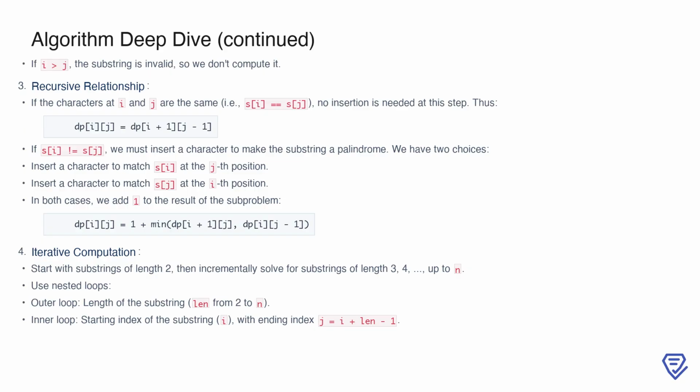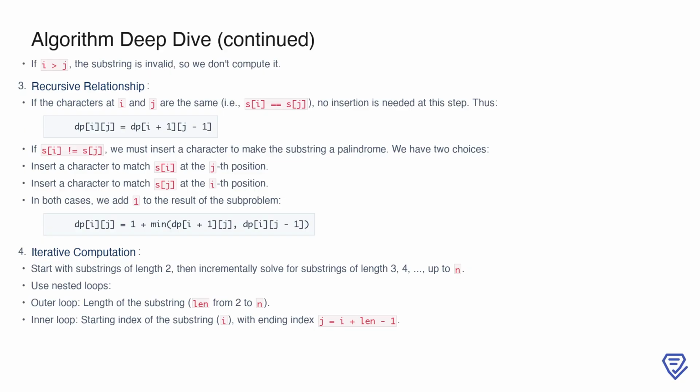Now, for our recursive relationship, consider the characters at indices i and j. If these characters are the same, no new insertion is required at this step, and the value of dp[i][j] simply equals the value of dp[i+1][j-1]. However, if the characters are different, we need to insert one of them to make the ends match. This gives us two options: either insert a character at the jth position to match s[i], or insert at the ith position to match s[j]. In either case, we add 1 to the result of the smaller subproblem. Mathematically, this is expressed as dp[i][j] = 1 + min(dp[i+1][j], dp[i][j-1]).